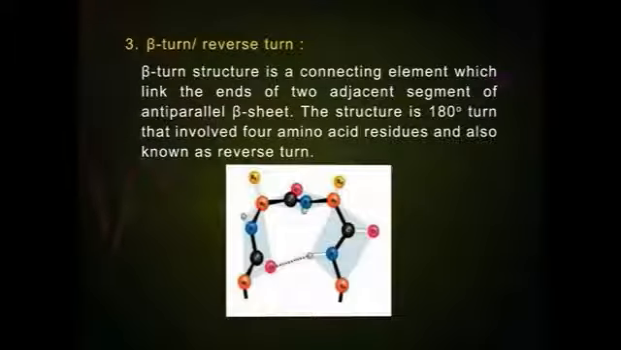Number 3 is the beta turn, also known as the reverse turn. Beta turn structure is the connecting element which links the ends of two adjacent segments of antiparallel beta sheets. The structure is a 180-degree turn that involves 4 amino acid residues. In this structure, the oxygen atom of the CO group of the first residue forms a hydrogen bond with the nitrogen atom of the NH group of the fourth amino acid.